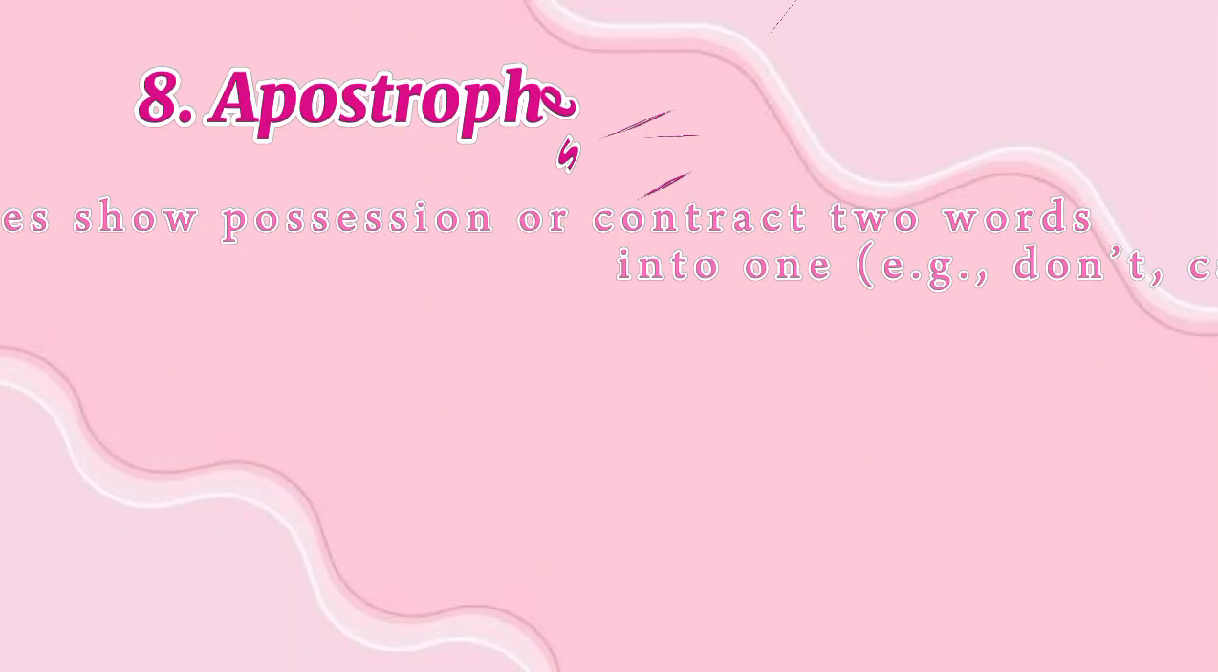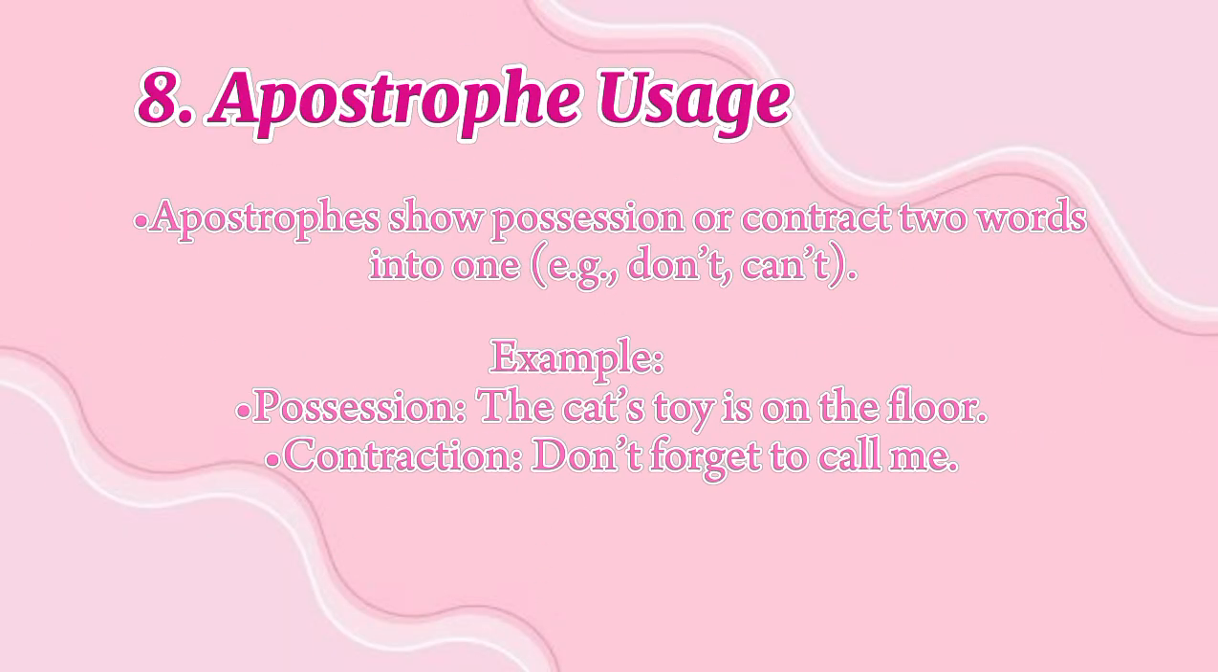Eighth rule is the apostrophe usage, meaning apostrophes show possession or contract two words into one. Example, don't and can't. For examples for the possession, the cat's toy is on the floor, and the contraction is don't forget to call me.